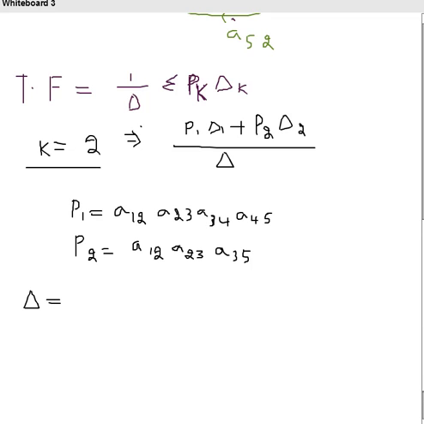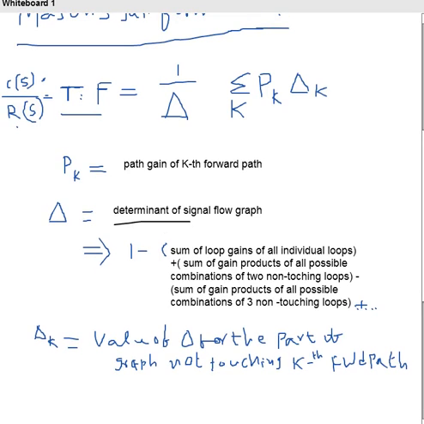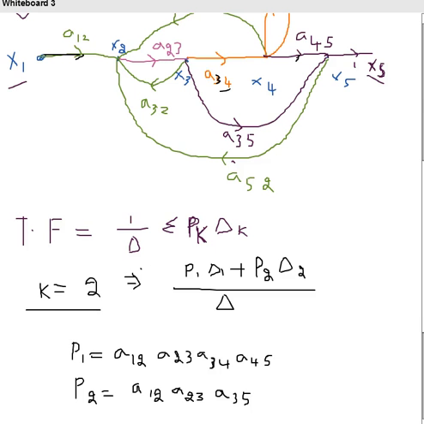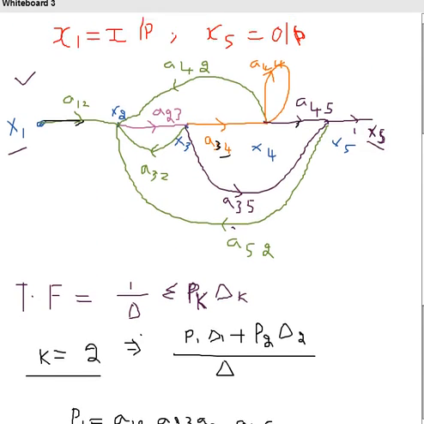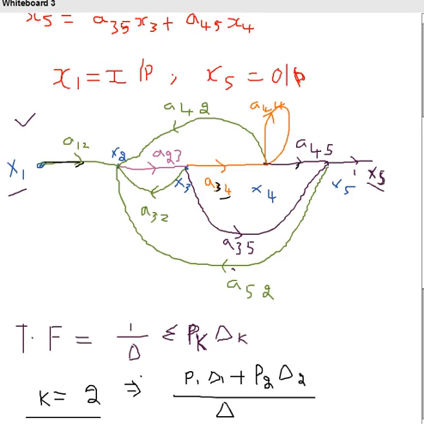If you see in the formula, delta is nothing but the determinant of the signal flow graph. How to find delta? 1 minus the sum of loop gains of all individual loops, plus the sum of gain products of all possible combinations of two non-touching loops, minus the sum of gain products of all possible combinations of three non-touching loops, and so on. How many individual loops are there for this signal flow graph? A loop is a path which originates and terminates at the same node.